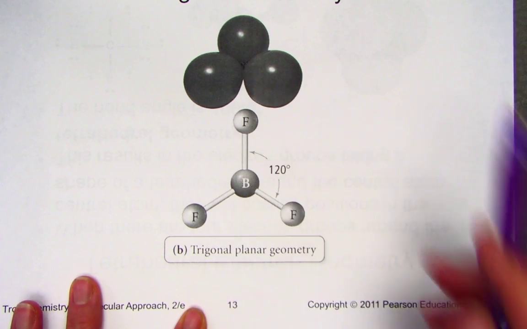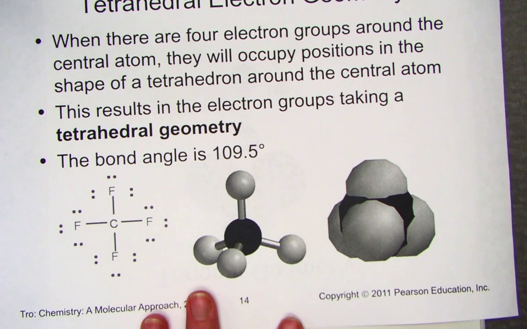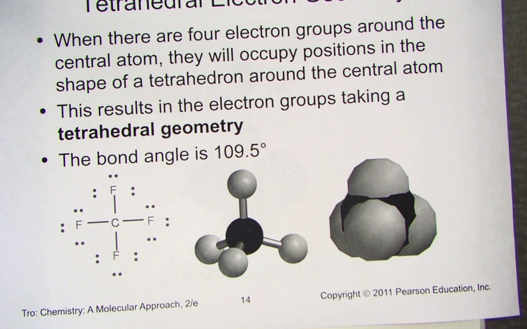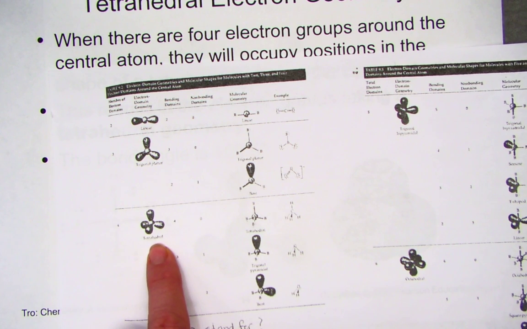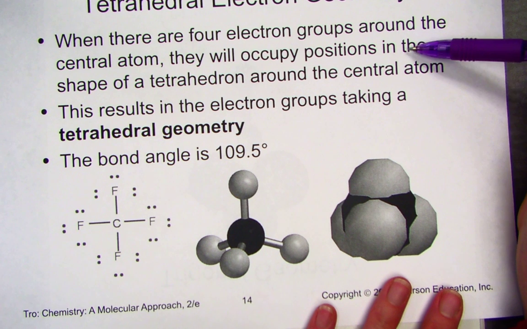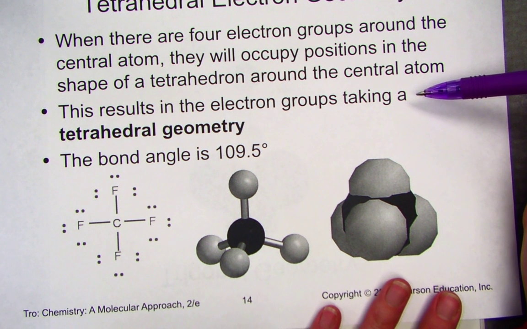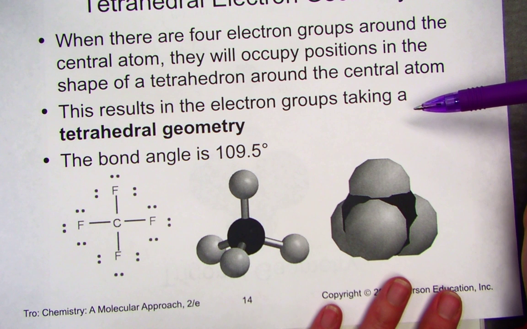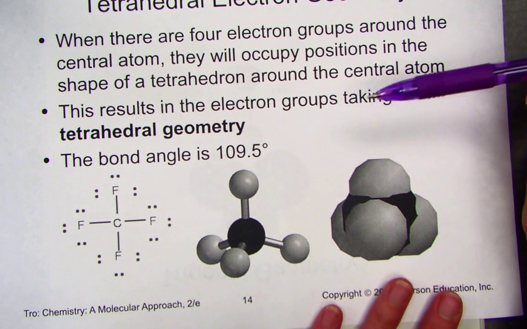Trigonal planar geometry. The next category would have 4 electron domains. 4 is known as the tetrahedral. When there are 4 electron groups around the central atom, they will occupy positions in the shape of a tetrahedron around the central atom. The bond angle becomes 109.5 degrees.